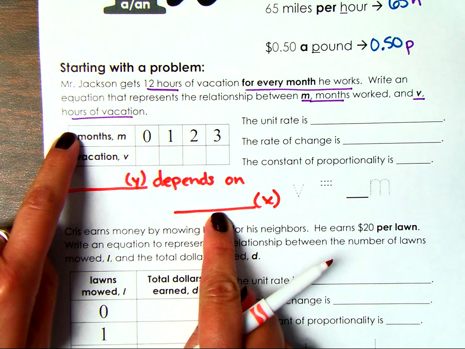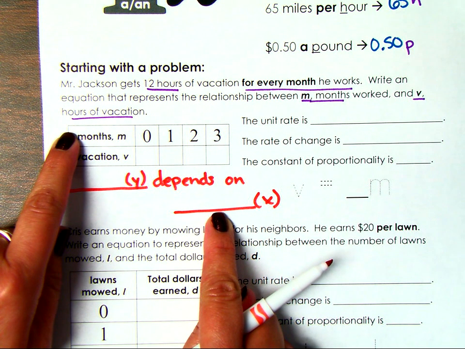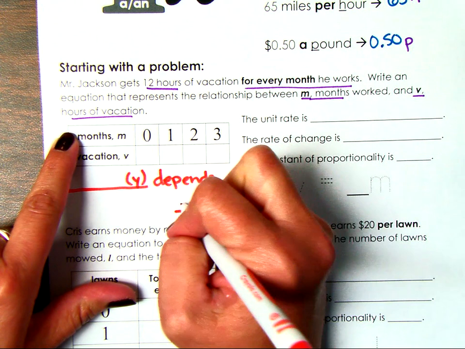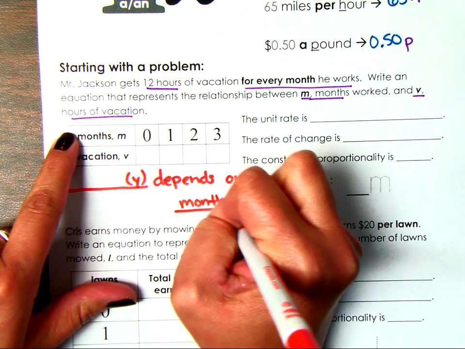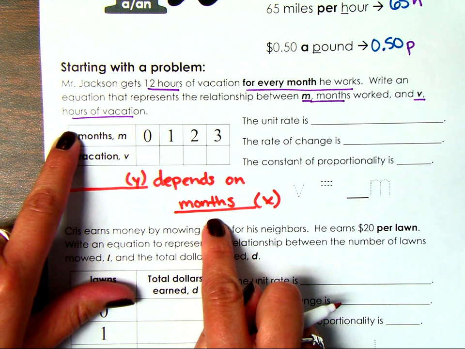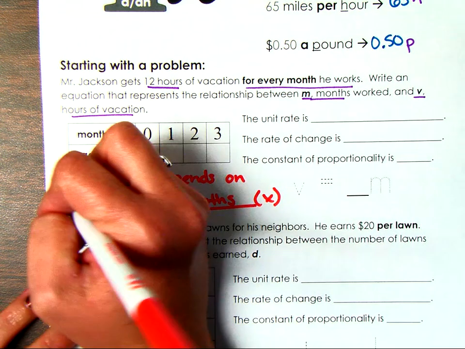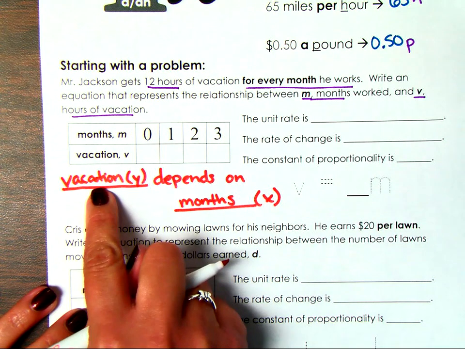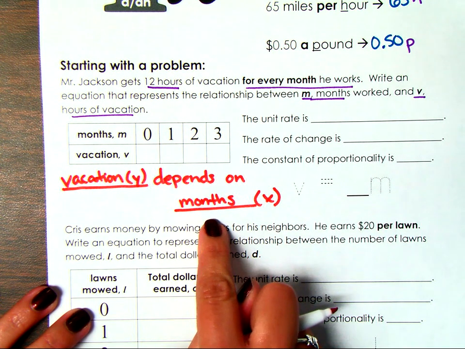Or the month's going to go by? Basically, when Mr. Jackson, whether he's working or not, is his vacation time going to happen or the month's going to go by? And hopefully you said months. When it's dealing with time, that's going to go by. So whether he's working or not, that time is happening. So the vacation he earns depends on how many months he works.